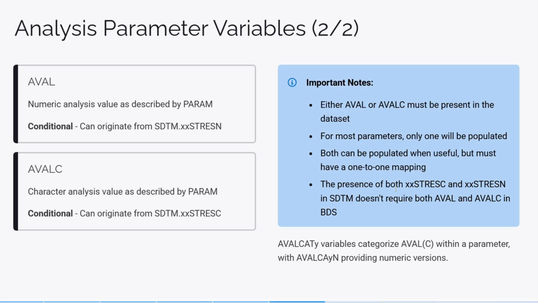So for the presence of both the standardized result in character format and the numeric format, SDTM does not require both AVAL and AVALC in the BDS. The AVALCAT variable categorizes AVAL or AVALC within the parameters, with AVAL providing the numeric version and AVALCAT providing the grouping format. Okay.